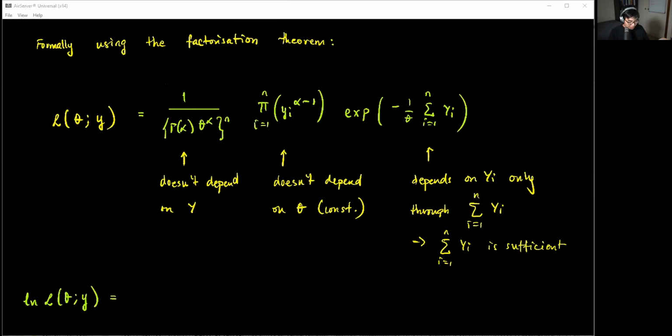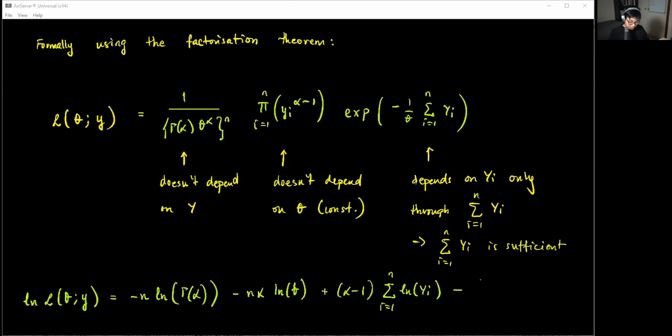Okay. What do we have here? We have minus n times the log of gamma alpha, minus n alpha times the log of theta. This becomes plus alpha minus 1, the sum of the log of yi, minus 1 over theta, the sum of yi.